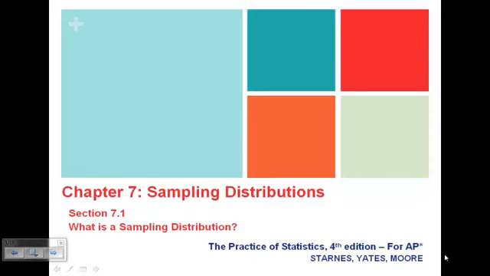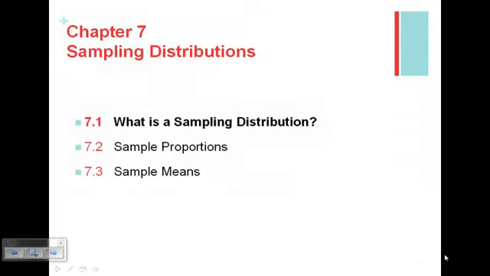Today is November 28th, 2011, and this is AP Statistics at Berkeley High School, starting Chapter 7, having to do with sampling distributions. Chapter 7 is made up of 3 sections.